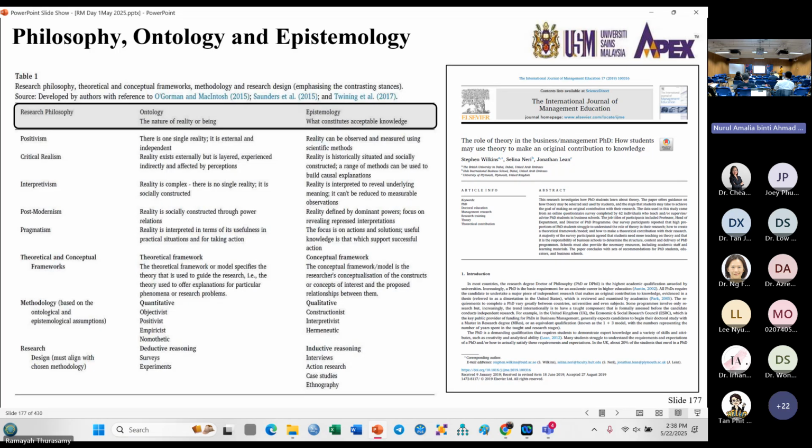This is a very good paper on the role of theory in business management in India. I really like this paper and I share it with all my master students. I tell them you must read this paper. What they have done is define the philosophy, ontology, and epistemology. This philosophy we can divide into positivism, interpretivism, and pragmatism. These are the three main ones, but they have some others, so I will not go into it. And then ontology and epistemology.